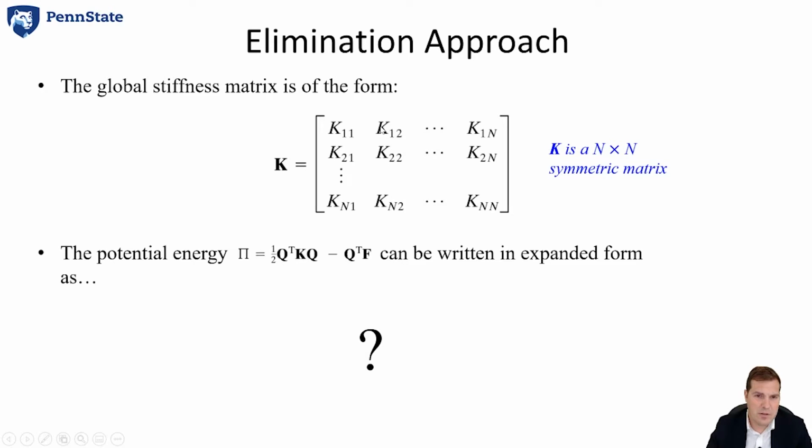The stiffness matrix is going to be of the form like this. Here it's n by n. Soon it's going to be degree of freedom by degree of freedom, but in 1D it's n by n. It's a symmetric matrix. We start at 1,1 and go all the way up to the first row and n nodes, and then this is the nth node in one column, and it goes all the way to n by n. The total potential energy can be written in the expanded form, right?